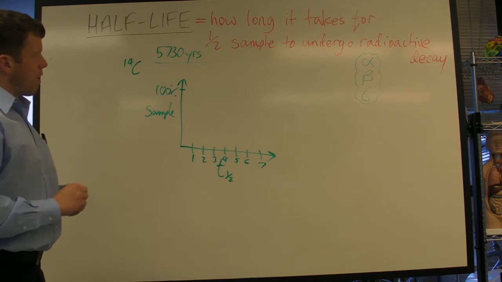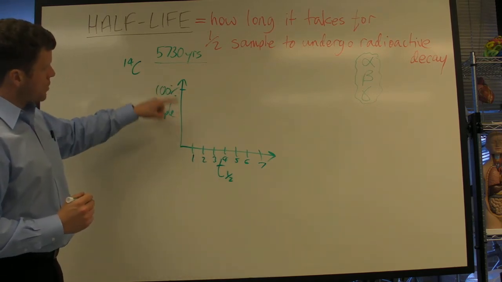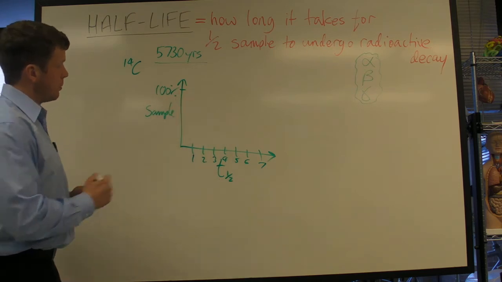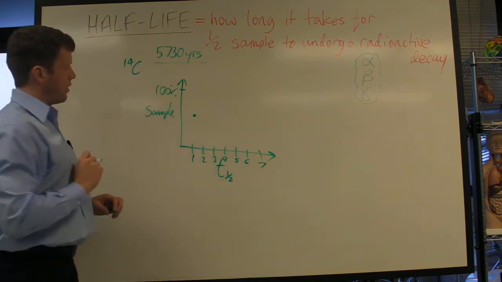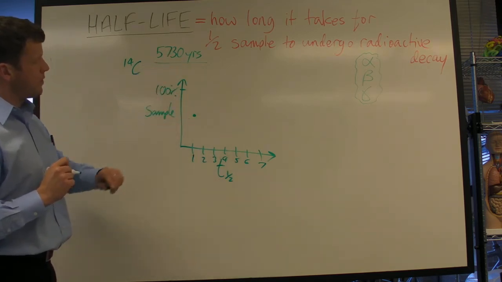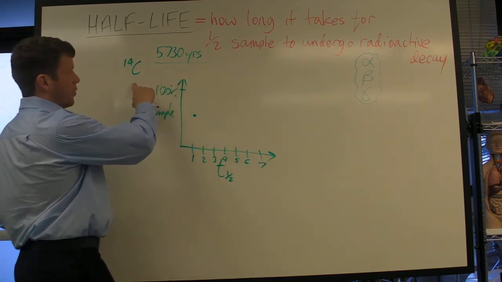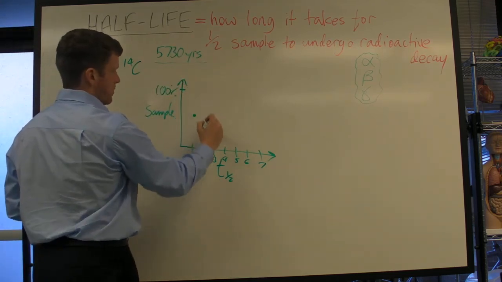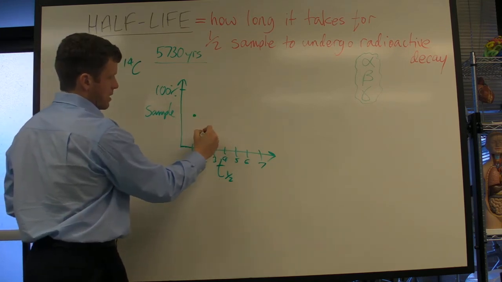So you can plot this on a graph, and we'll actually do this in class as an activity, just so you get the idea. Obviously much easier when the graph's on graph paper, but 50%, let's say it's exactly there. So after 5,730 years, 50% of the sample undergoes radioactive decay, changes from carbon-14 into nitrogen. Then after another half-life, that amount decays another 50%.